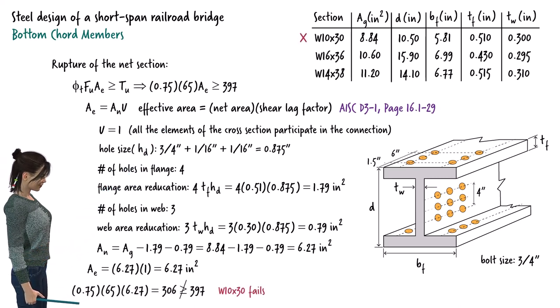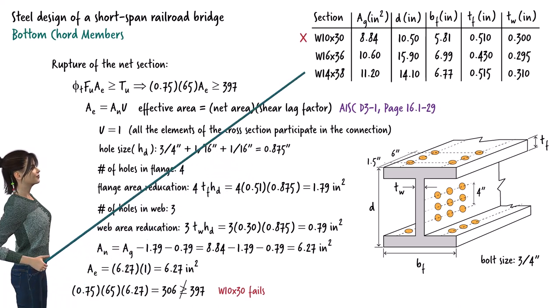Since the rupture strength is less than the factored axial force in the member, we must conclude that the section lacks sufficient strength to carry the load effectively. Let's try the next section down the list.